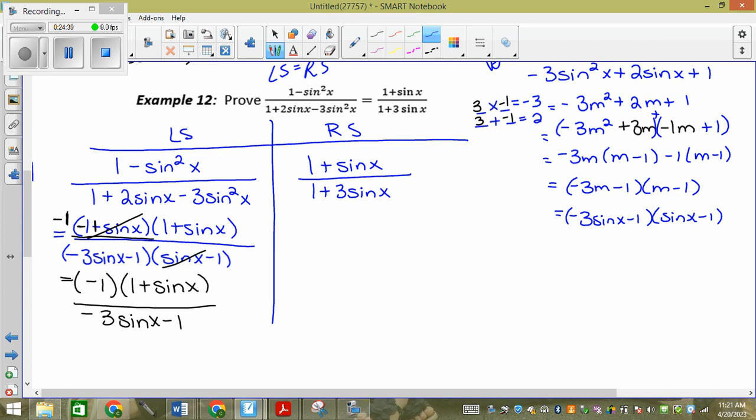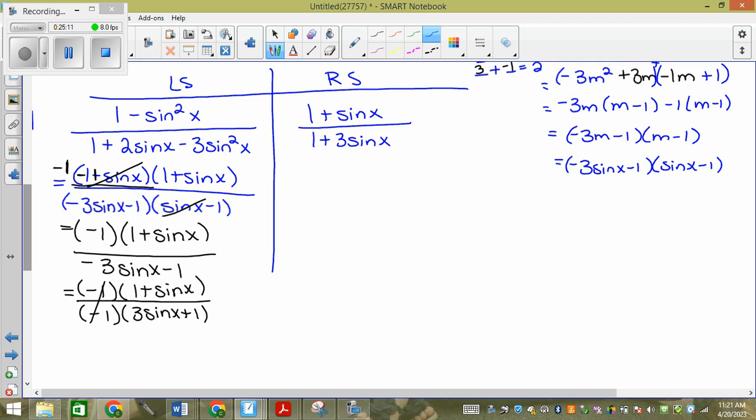Then they're very close but wrong signs. So I can choose whatever option I want to go. I can just multiply by negative 1 again on both, like I did on the other one. Or I can take a negative 1 out of the bottom, and they cancel, and then they match. It doesn't matter. So I could go and multiply this by negative 1 like I did before, or I'm going to do the other way this time. I can take a negative 1 out of the bottom and get 3 sine x plus 1. And then they cancel, and then they match.